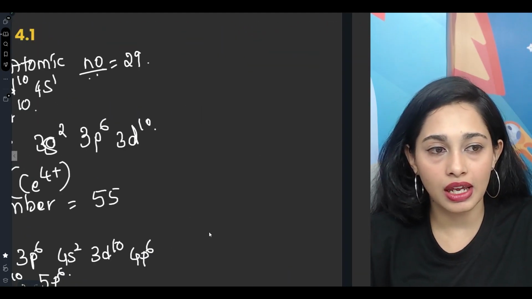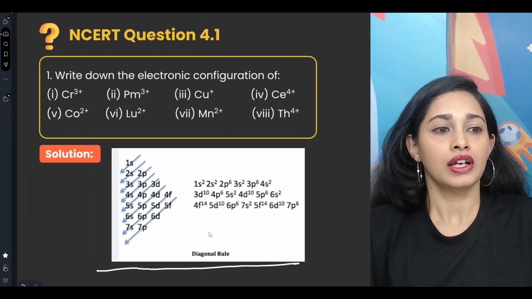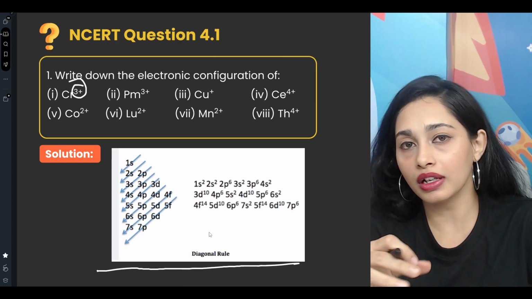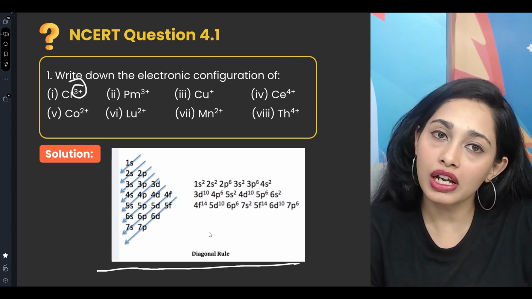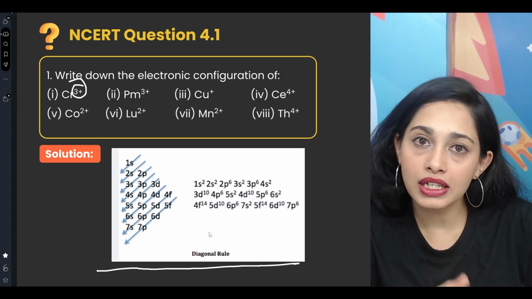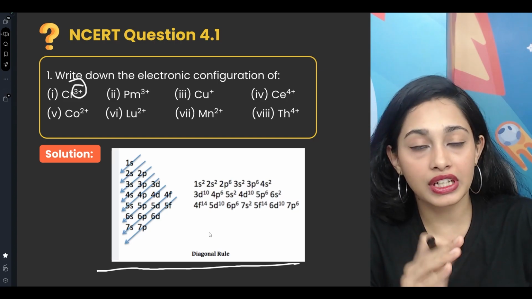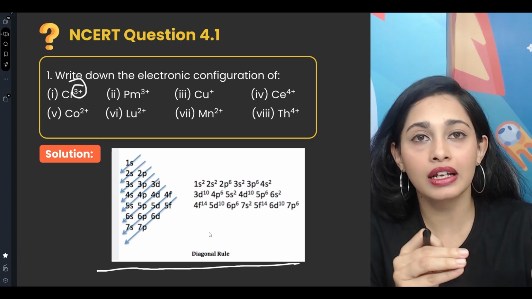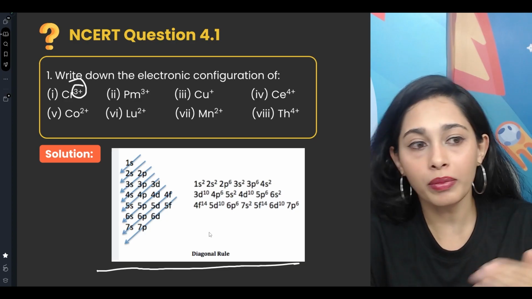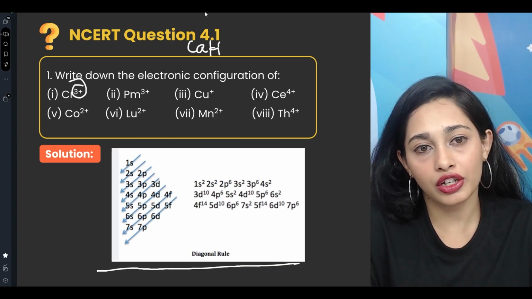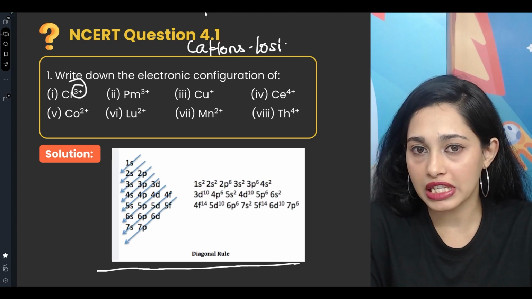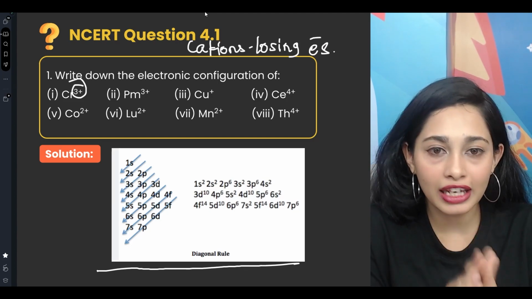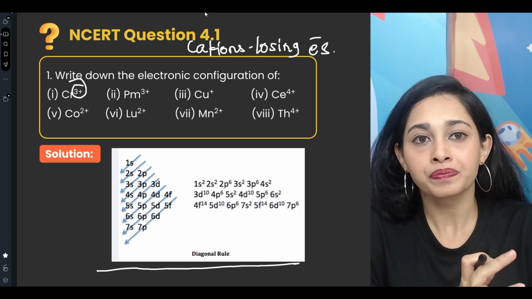So we have discussed a couple of ions as of now. This number represents how many electrons are being removed. If it is a negative charge, 3 minus or 2 minus, the electrons are being added. If it is a plus charge, these metals are capable of losing electrons. They form cations upon losing electrons. So this is about the very first question, the electronic configuration of the respective ions.